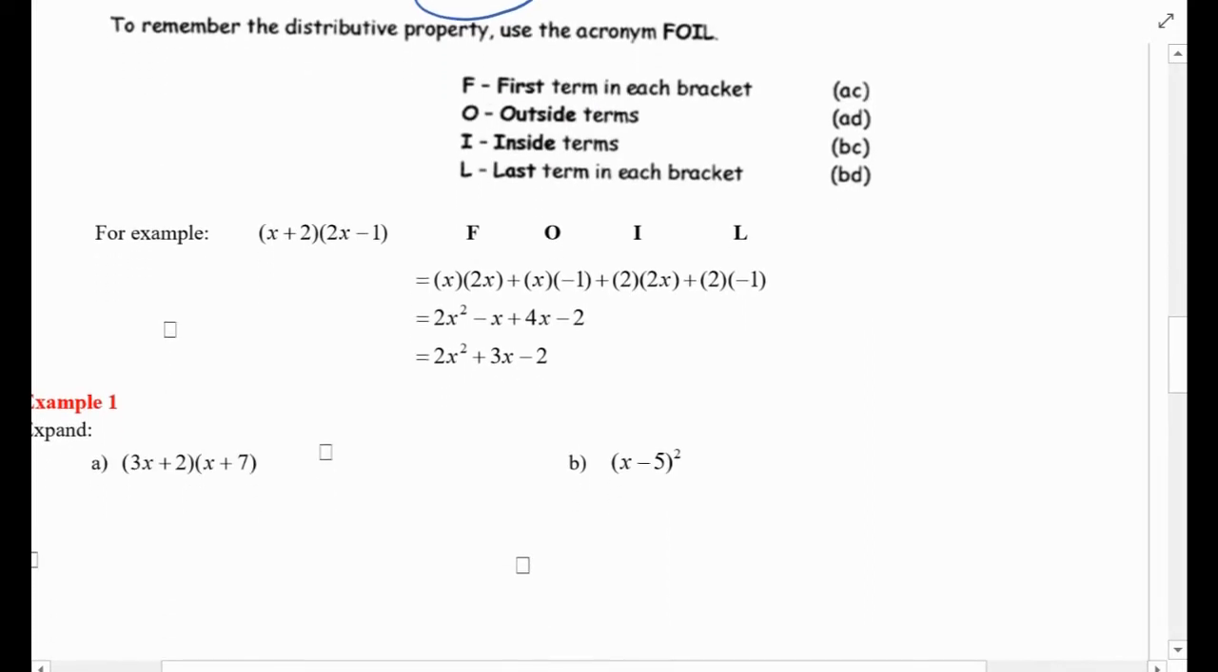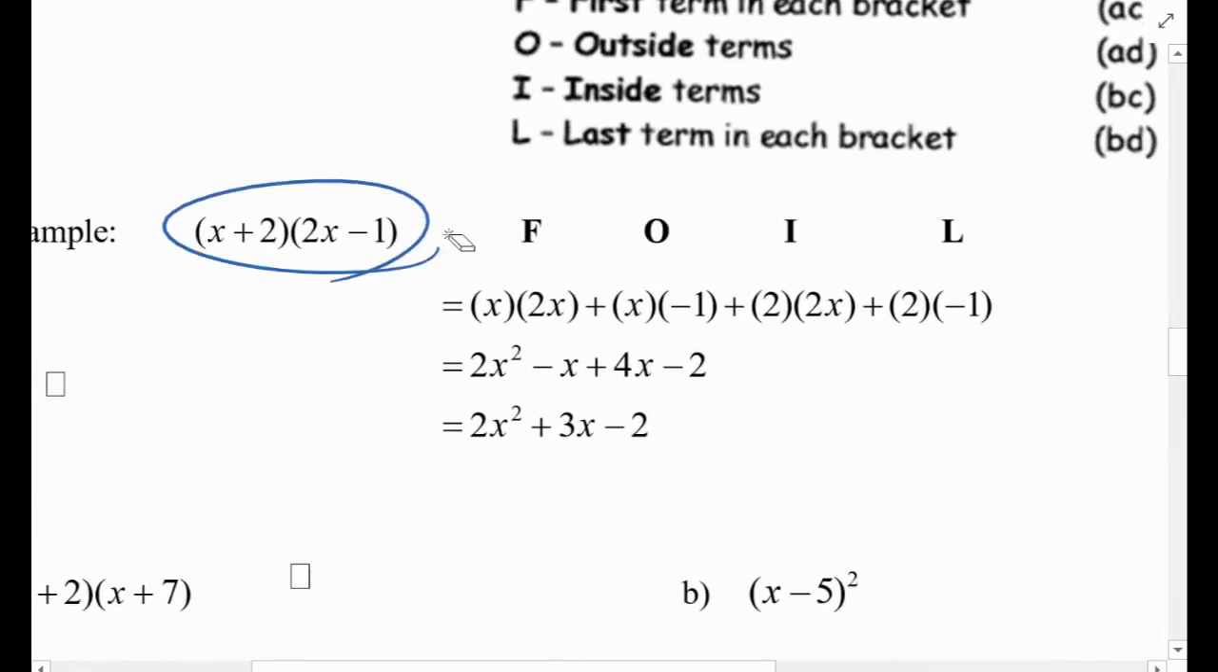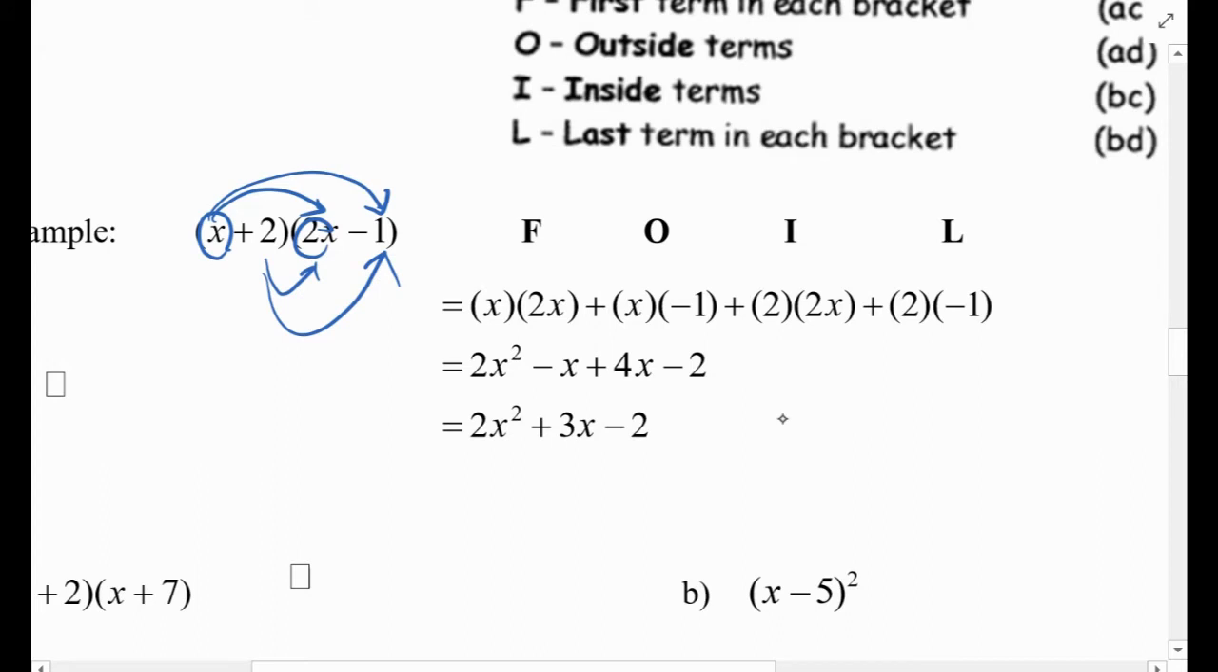Okay, for example, here, FOIL. So we're going to FOIL this, x and 2x. X times 2x, x and negative 1, x times negative 1, and 2 times 2x, 2 times negative 1. Okay, so we FOIL it. So x and 2x becomes 2x squared, x and negative 1 becomes negative x, 2 and 2x becomes positive 4x, 2 and negative 1 becomes negative 2, right? So we FOIL and collect the like terms. So this is the answer.